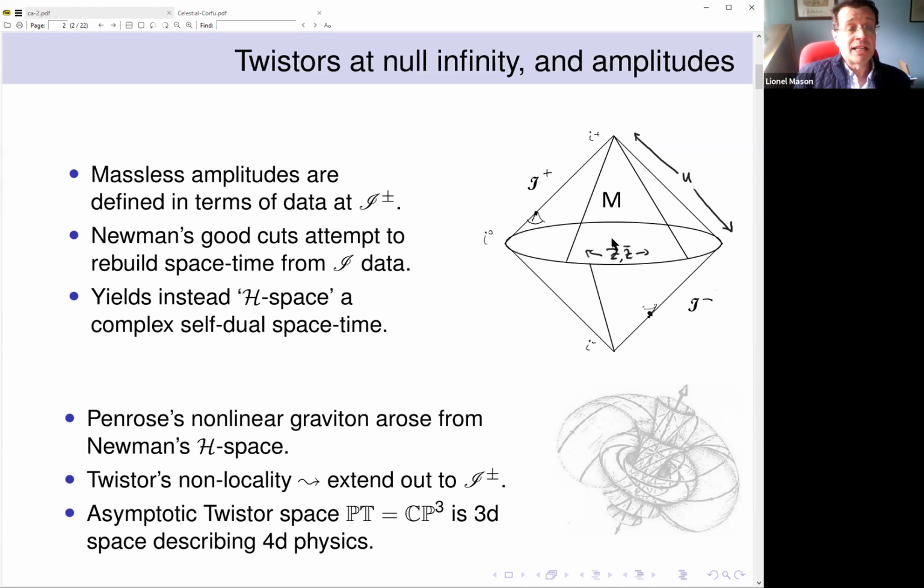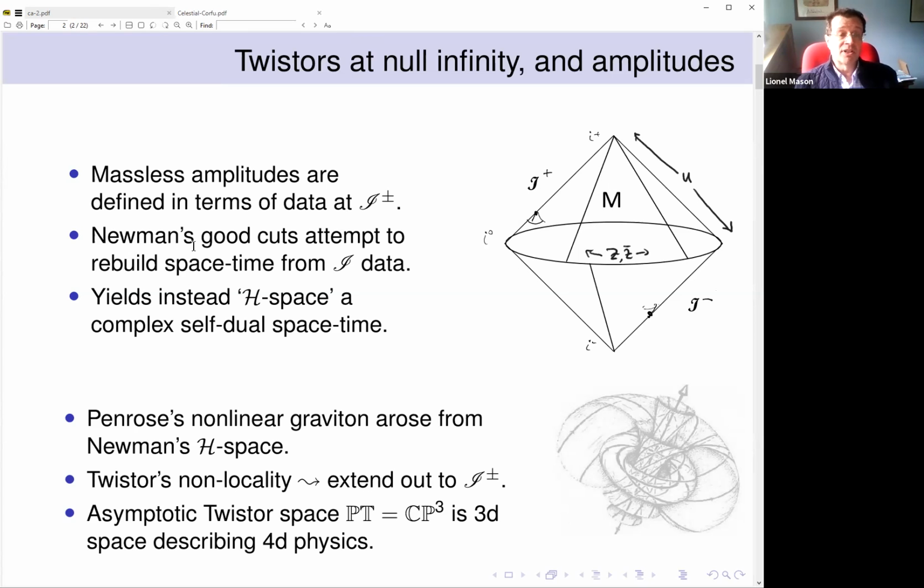But basically, the connections involved are going to be via, so this is of course a celestial conference, and we're talking about understanding amplitudes via null infinity in terms of holographic models at null infinity. And of course, massless amplitudes are the natural vehicle. They're defined in terms of data at null infinity, scri plus minus. And there's been a lot of holography going on since the 70s in other communities, more classical GR communities.